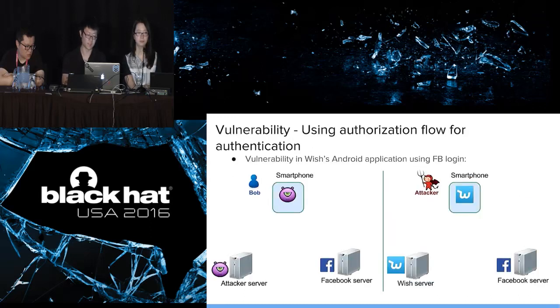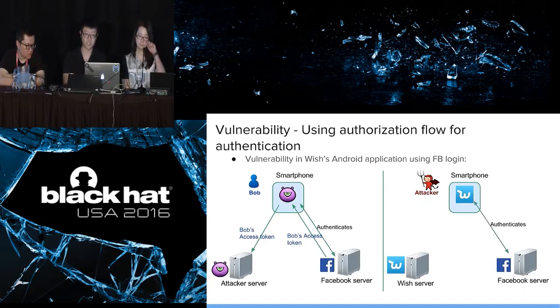This is an attack breakdown, which we had a demo for with Wish. First, the attacker has a malicious application. Bob is using this malicious application and first authenticates with Facebook. Facebook thinks this is legit and returns Bob's access token to the attacker. Now the attacker has Bob's access token.